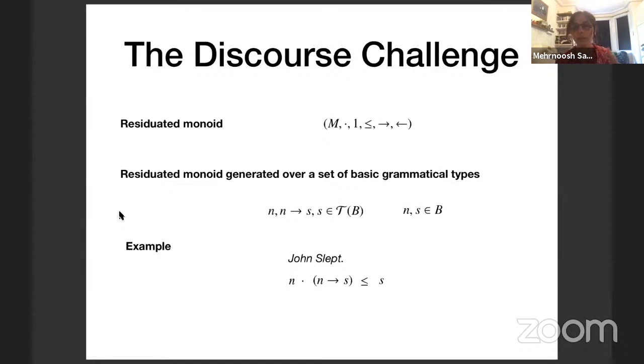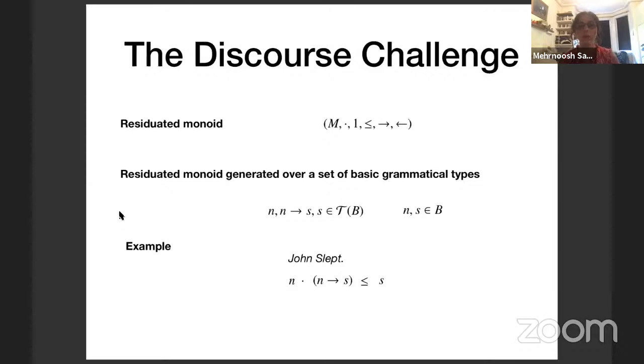In this generated residuated monoid, you have many more types other than the basic grammatical types N and S. You've got multiplications of them, residuations of them, and then multiplications of the residuations, and so on and so forth. And when somebody gives you a sentence like John slept, you think like a machine. You know all about residuated monoids, so you have access to all the partial orders of the setting. You can check that quickly, automatically. And then you've got access to a dictionary, a lookup table, where you can extract the type of each word of the language.